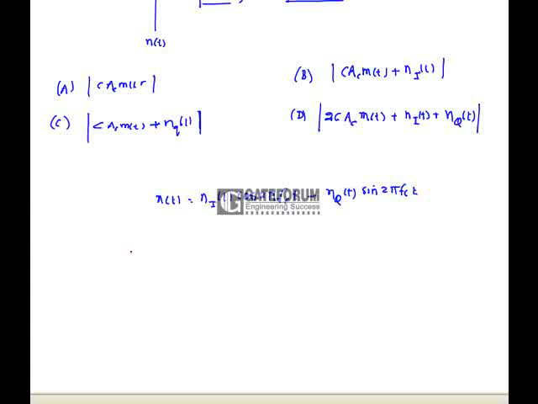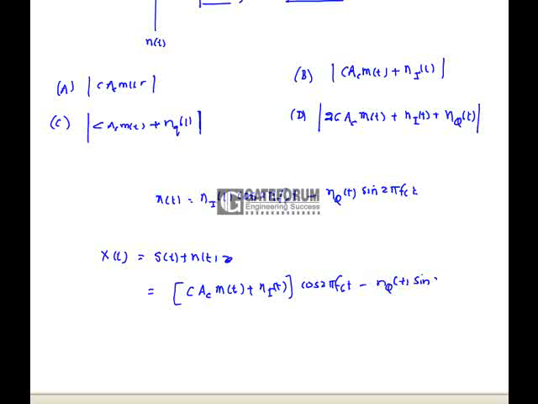So S of t plus n of t is equal to, that is x of t, Ac m of t plus Ni of t, cos 2 pi fc t minus Nq of t sin 2 pi fc t.